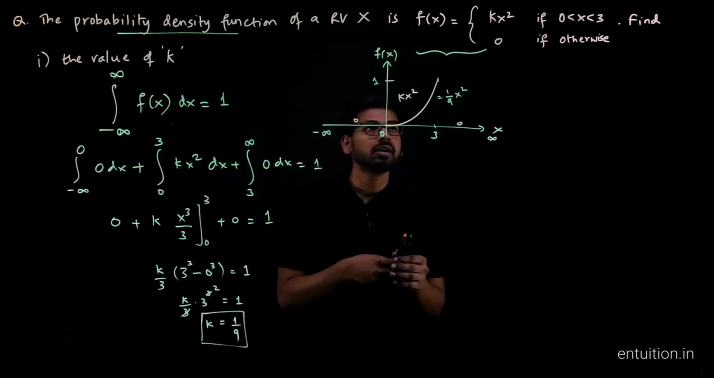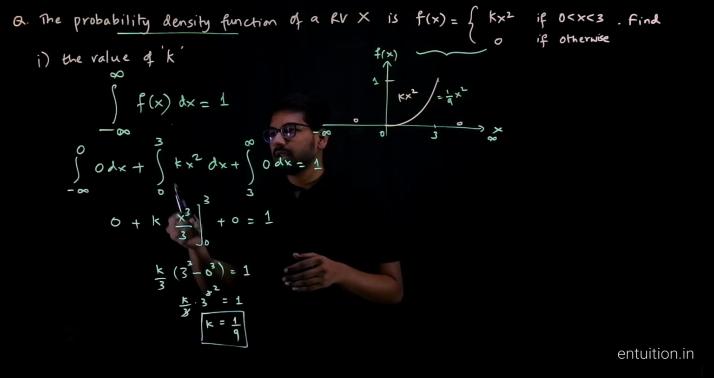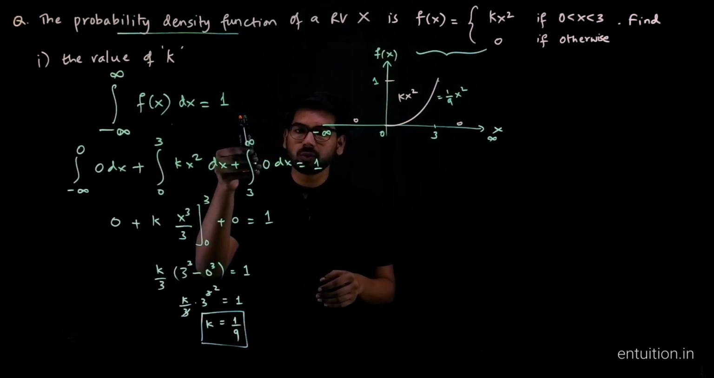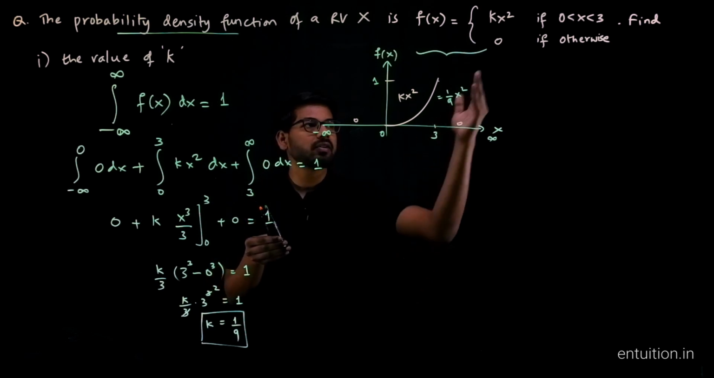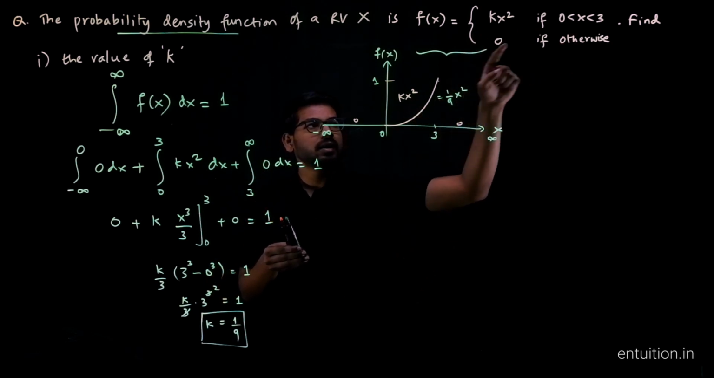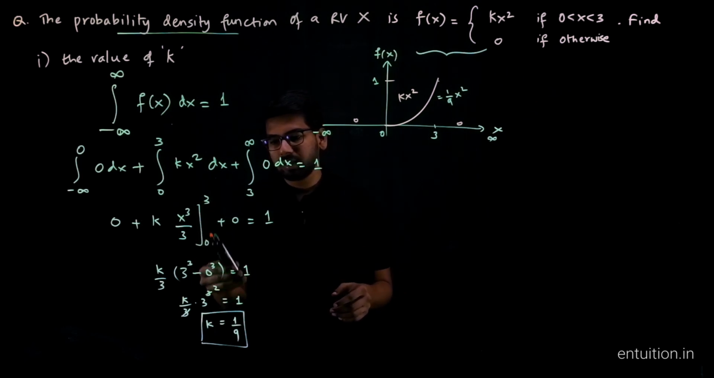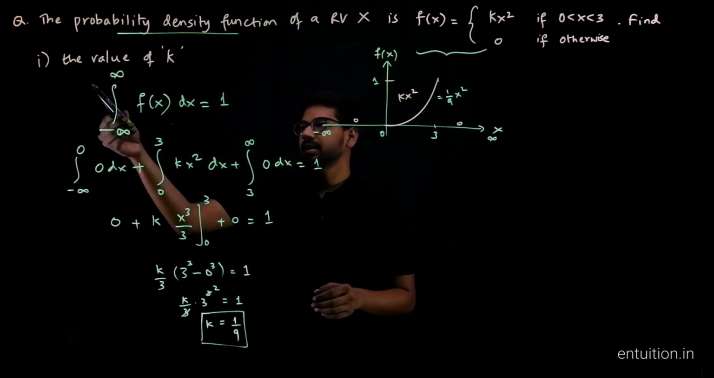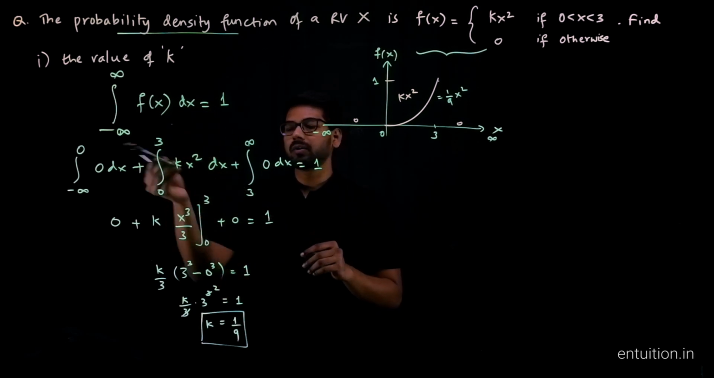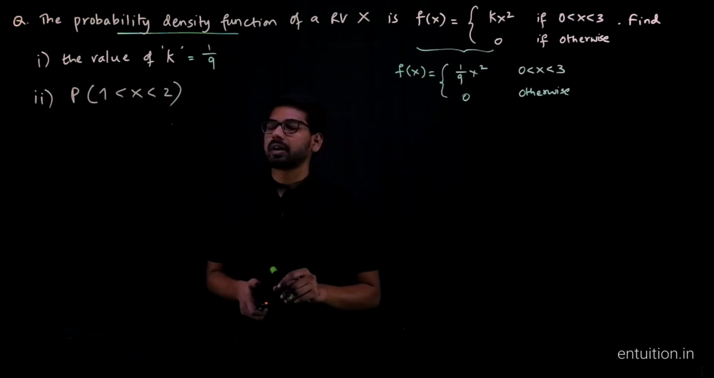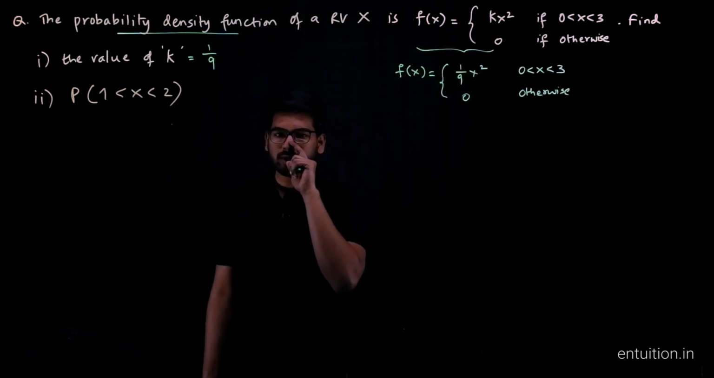Given a probability density function in terms of k, with x values between 0 and 3, you integrate from minus infinity to infinity and equate it to 1. Usually minus infinity and plus infinity will not be there because the probability density function will be defined in finite limits. So when you evaluate the limits, you will get the k value. Okay, so let's see the next continuous sub question. After finding the value of k, what they have asked us to find next is the probability of the random variable between 1 and 2.